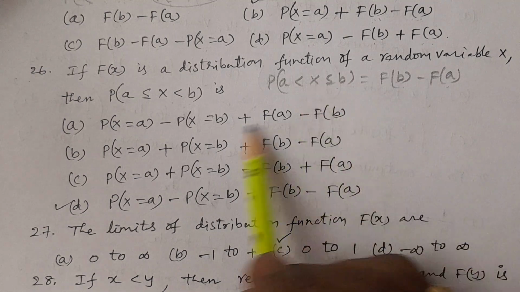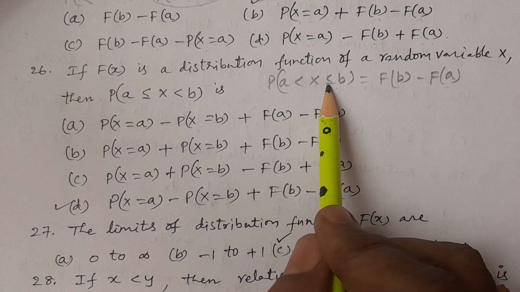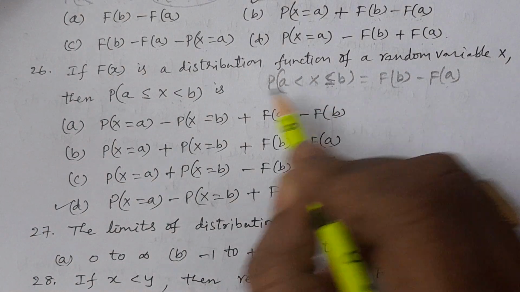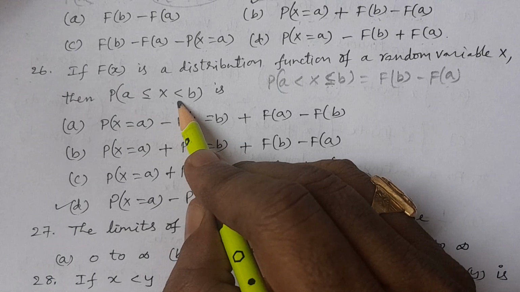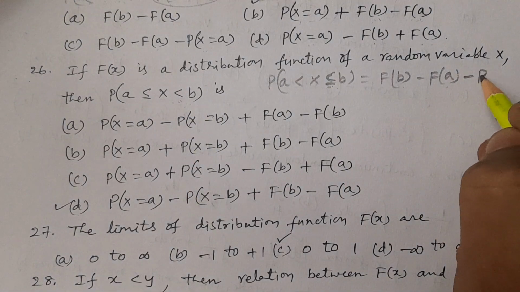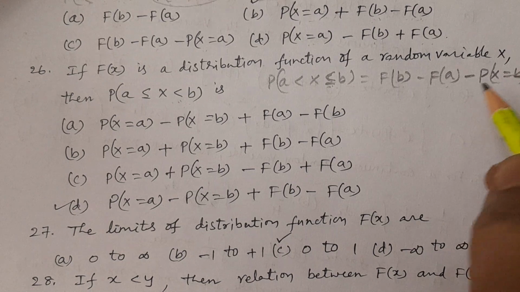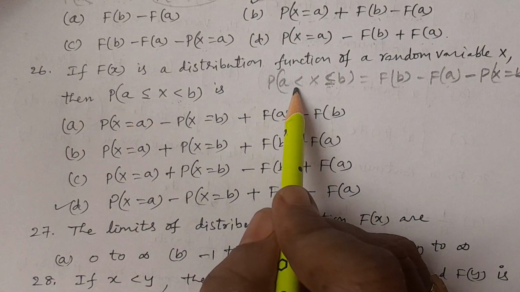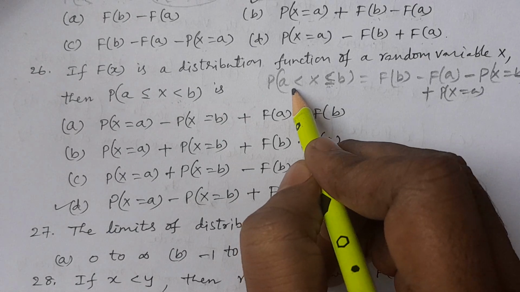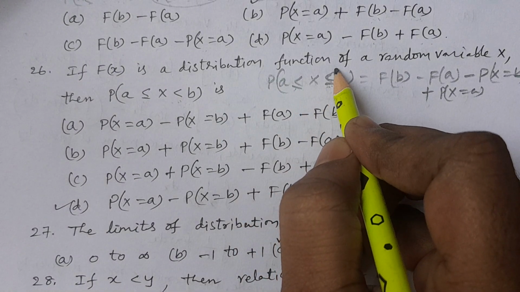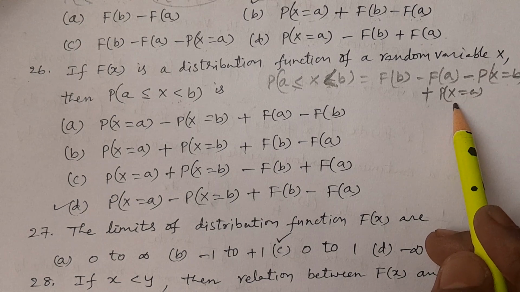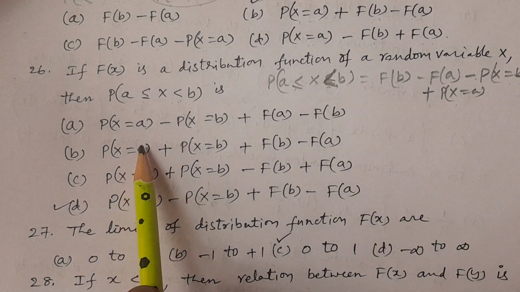Right. Now you refer to this. What are the differences? Here it is less than or equal to, here it is less than. So you subtract. Here there is less than or equal to, here there is no equal to. So from this, you subtract the probability of x equal to b. And here it is less than or equal to, here less than, so you add the probability of x equal to a. So now, for a less than or equal to x less than b, it is equal to f of b minus f of a minus probability of x equal to b plus probability of x equal to a. Hope you understand.